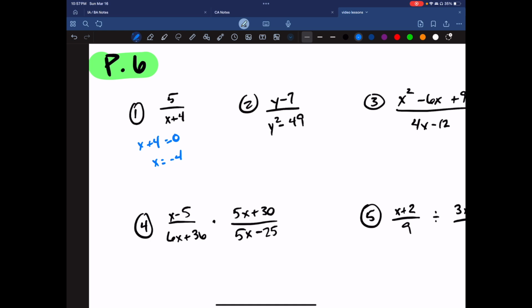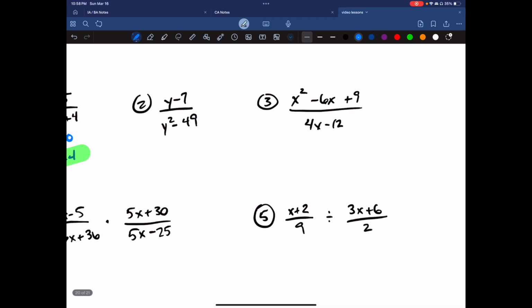Whatever makes the bottom zero, that is not in your domain. So what makes it undefined? X equals -4. But what is my domain? X does not equal -4. So whatever makes the bottom zero, you find it and then you throw it out, and that's your domain. Okay, so there's that.